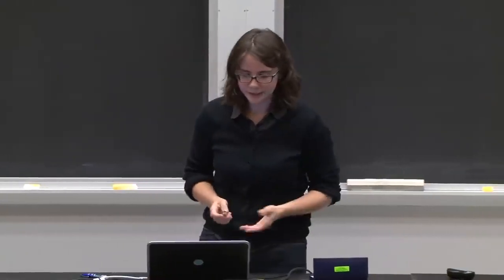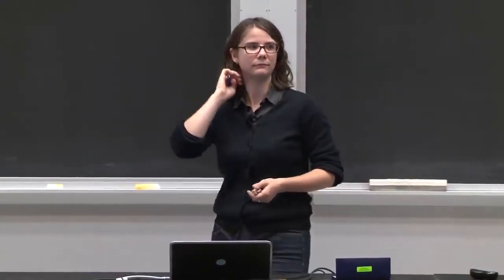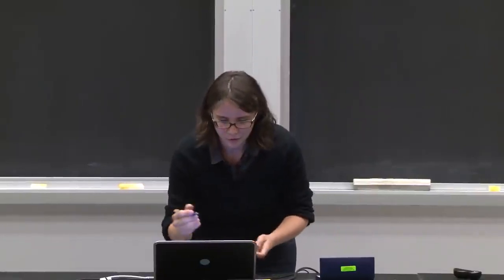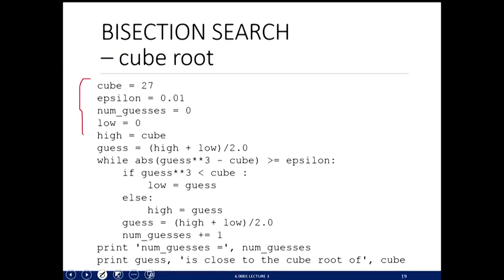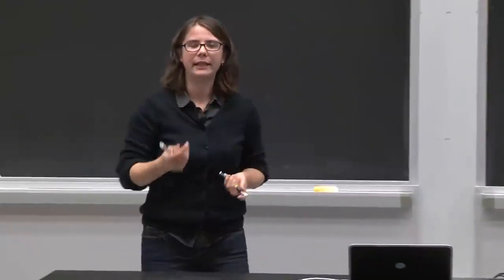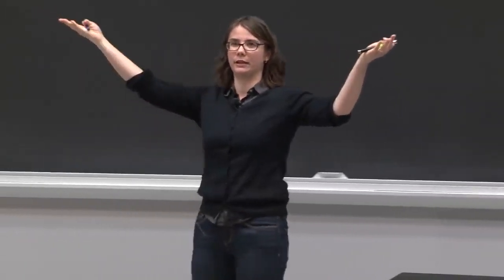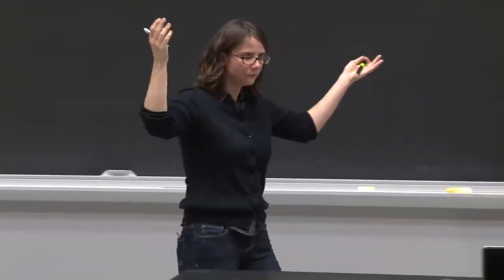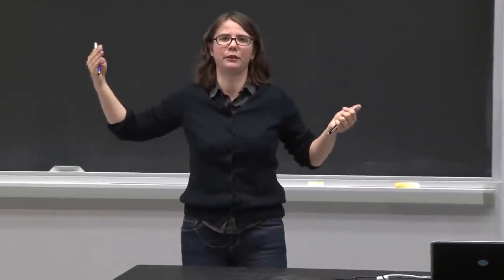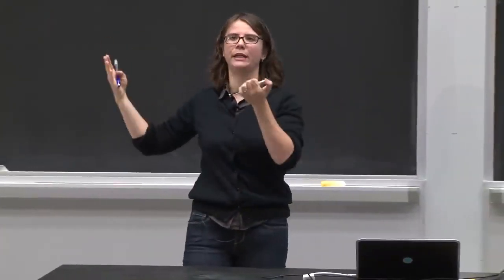OK, so this is the code for bisection search. It also looks intimidating, but it's not so bad. We're initializing a bunch of stuff up here. The most important things we're initializing are the high and low boundaries. With the guessing game, the low boundary was 0 and the high boundary was 100. When we're looking at the cube root, the low boundary is going to be 0, and the high boundary is going to be just my cube, because a guess to the power of 3 cannot be any greater than cube.